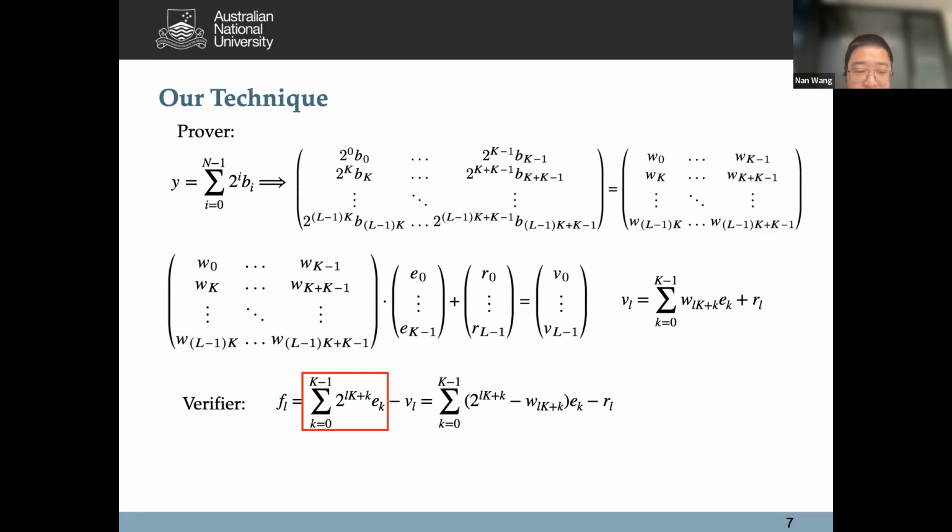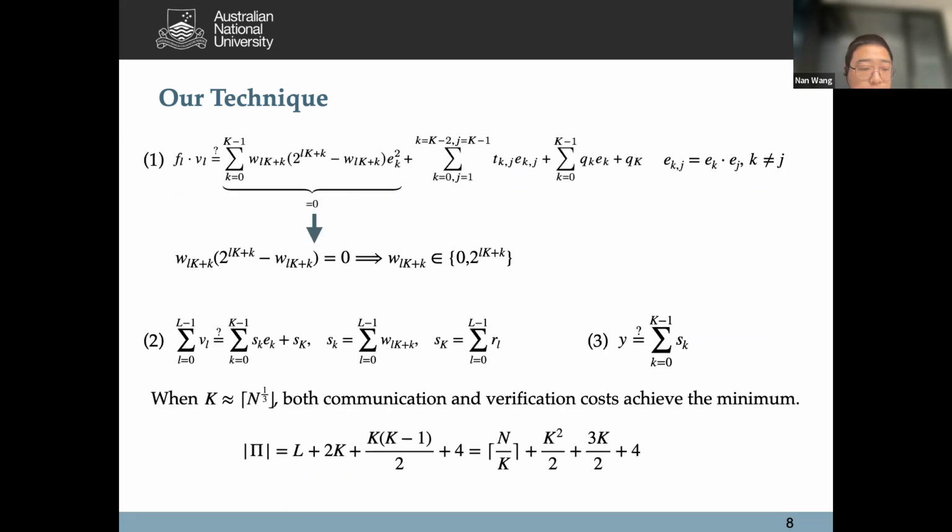And we can further expand f_l on the right-hand side of the equation, such that the coefficient of e_k is 2^{lK+k} minus w_{lK+k}. For verification, the verifier needs to check 3 equations. First, the verifier computes f_l times v_l. It generates a series of cross terms in the challenges on the right-hand side of the equation. The verifier needs to ensure the quadratic terms in the challenges are canceled out, which means that they are equal to 0.